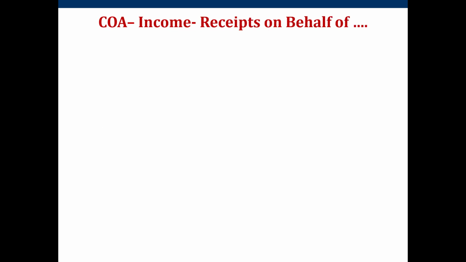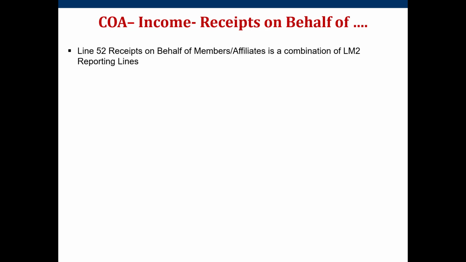We will talk about these later under disbursements. The next grouping of accounts begins with top-level account receipts on behalf of members and affiliates, and the sub-accounts are listed from lines 52 through 57.